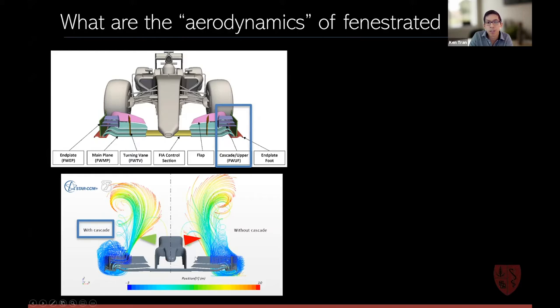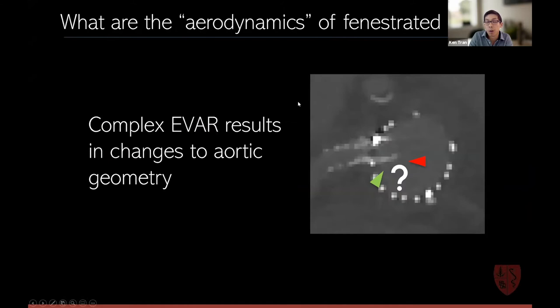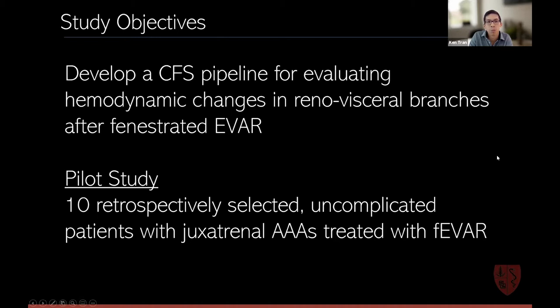That led us to think, how can we apply similar methods to complex EVAR, which often results in large changes in aortic geometry, shown here? This is an example, as everyone in this talk is aware, of fenestrated EVAR with a flared renal graft. But we are still in the infancy of understanding how these structural changes can influence either branch perfusion or downstream hemodynamics. So our study objectives were to develop a computational flow simulation, or CFS, pipeline for evaluating hemodynamic changes after fenestrated EVAR, and to do this in the context of a pilot study of 10 retrospectively selected patients at our institution treated for juxtarenal AAAs with the Cook Z-Fen device.